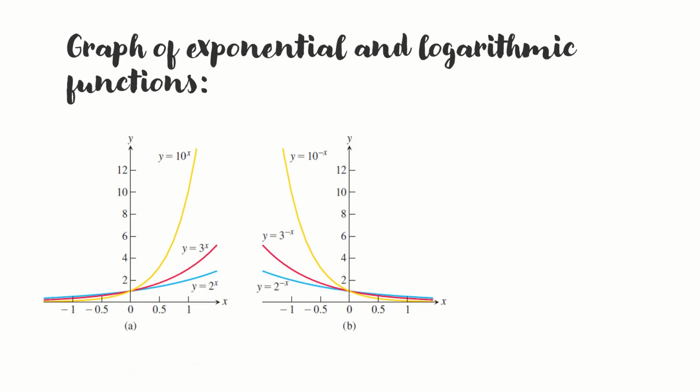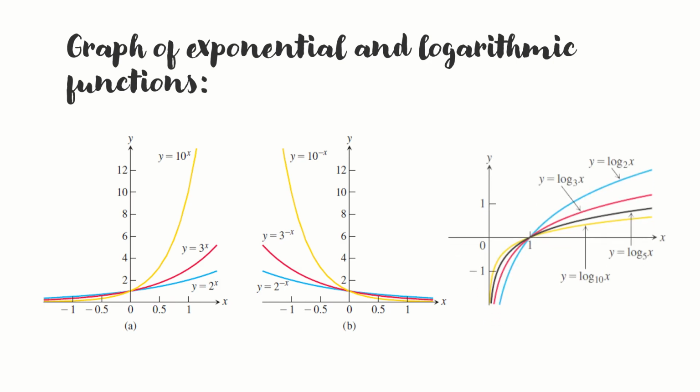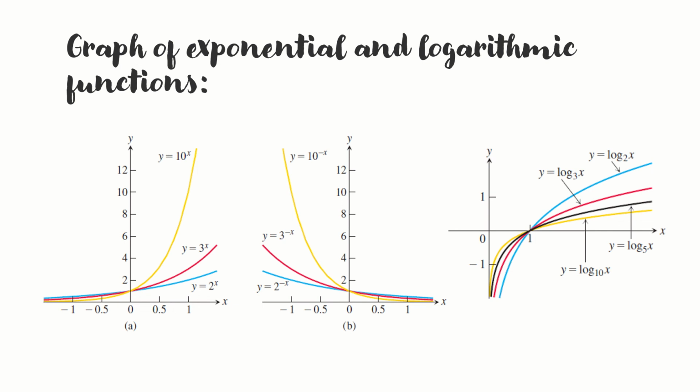Okay, these are the graphs of exponential and some logarithmic functions, right? So if you take y is equal to 10 power x, that's the yellow graph, then 3 power x and 2 power x. As you decrease the value of the base, the graph will obviously get closer towards the x-axis. Whereas for y equal to 10 power minus x, 3 power minus x and 2 power minus x, we will be having the graph in the other direction. And these are the graphs of log. Keep this in mind: log of x is the inverse function of the exponential function.